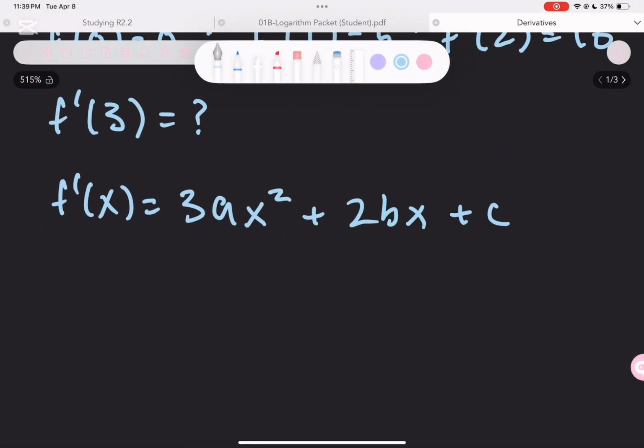Okay, sorry. We can put in the 0 now. So let's say f prime of 0 is equal to 0, right?